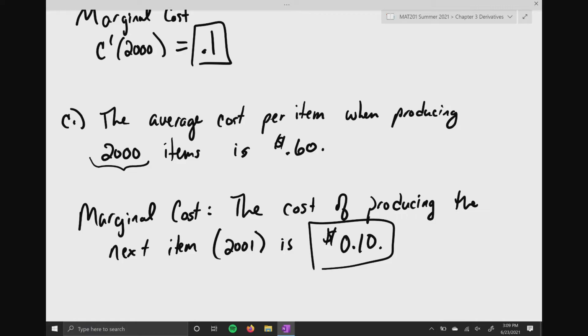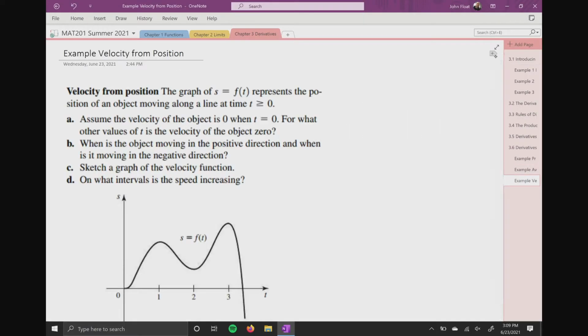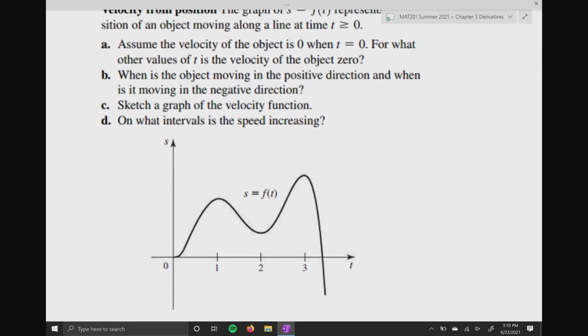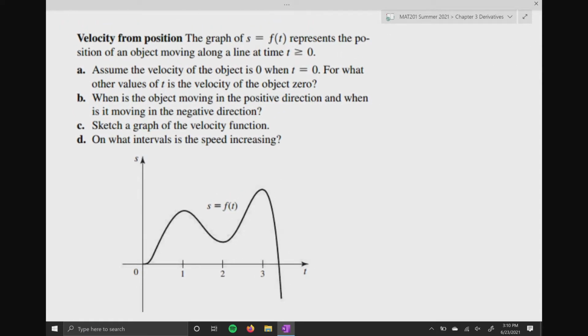For the last example, we're just going to be looking at velocity from position. So I just have a nice little question here with A, B, C, and D and a nice graph. There's really not too much to calculate here. This is going to be all about interpreting slopes of tangent lines, intervals of increasing or decreasing, stuff like that, okay? So part A, let me start from the beginning.